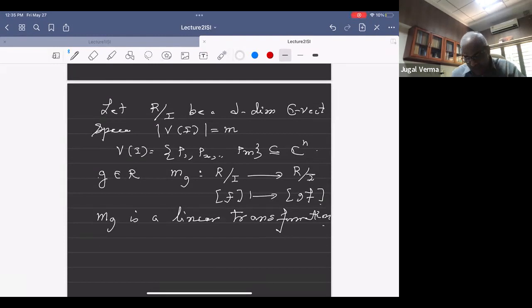So when I looked at the ideal I defined by a principal ideal generated by a polynomial in one variable, and looked at Mx, that was a linear transformation, and the eigenvalues of that linear transformation were precisely the roots of my given polynomial. So a similar thing may happen here. So we want to explore that: can we establish a connection between the solutions and the eigenvalues and eigenvectors of Mg?